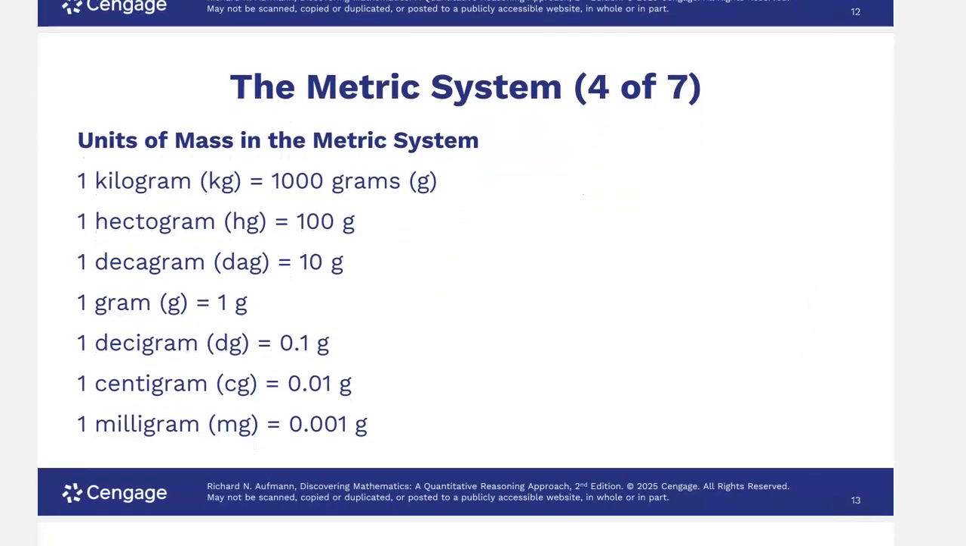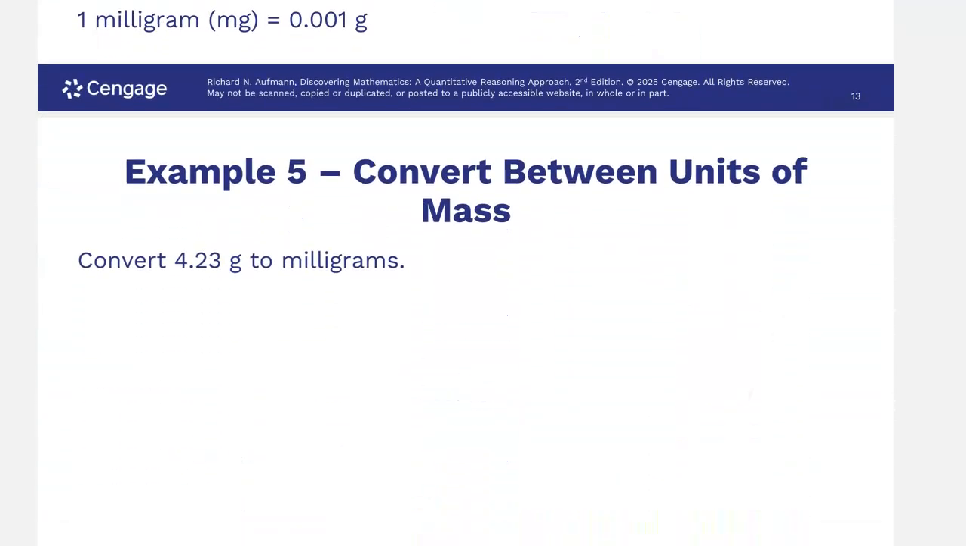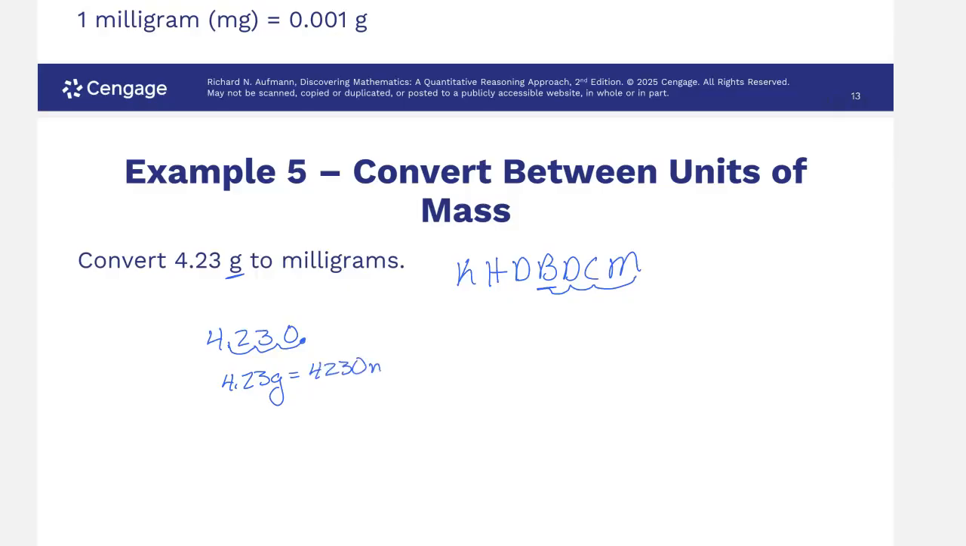And so we can use that King Henry died by drinking chocolate milk for grams. We could also use it for liters. We can use it for any of them. So let's look at this one. We want to convert 4.23 grams to milligrams. So I'm going to write my acronym. King Henry died by drinking chocolate milk. I'm starting with that gram. Gram is the base. And I want to move to milligrams. So I'm going to move 1, 2, 3 times, which means I'm going to move that decimal 1, 2, 3 times. So 4.23 grams is equal to 4,230 milligrams.